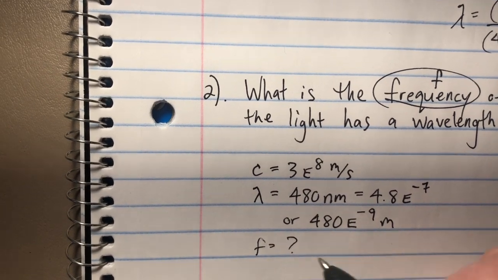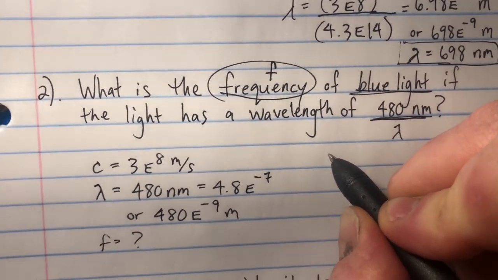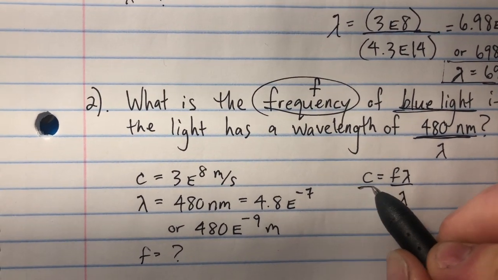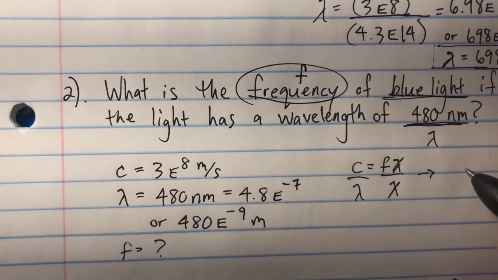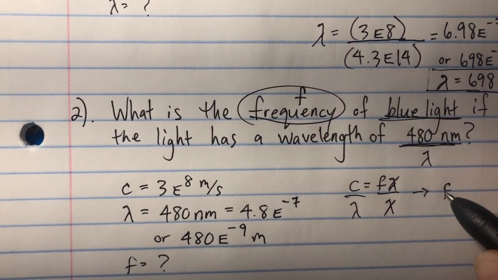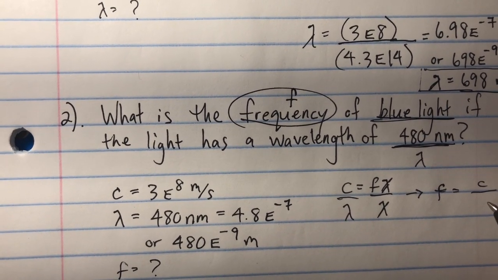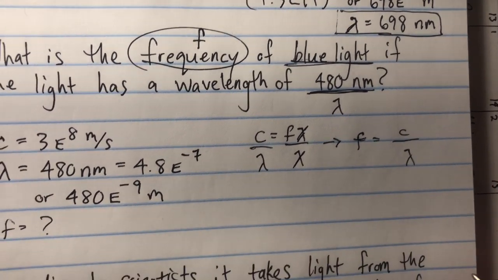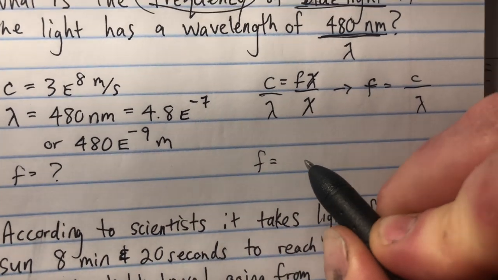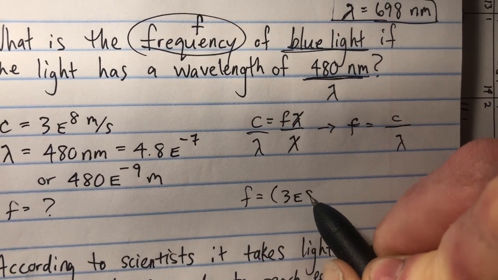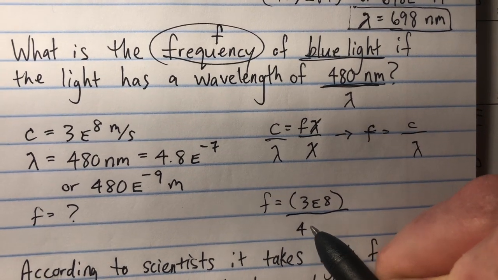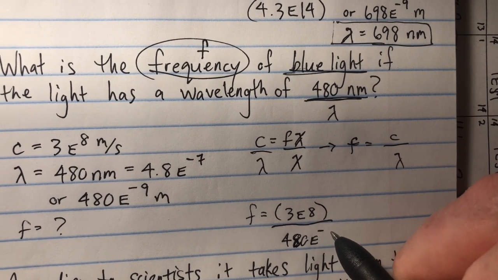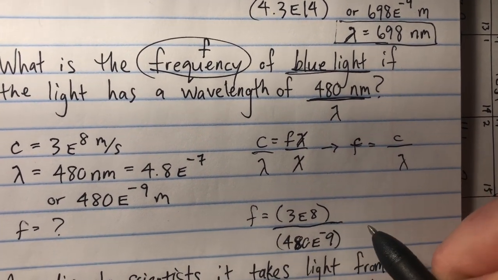And we're looking for frequency. So if you start out like this, and you're looking for frequency, you've got to divide by wavelength on both sides. That cancels off, so frequency equals speed of light divided by wavelength, like so. So when you put your numbers in, it's going to look like this. Frequency equals 3 e to the 8th divided by 480 nanometers, which we're just going to say e to the negative 9th. Notice I put parentheses around it again.